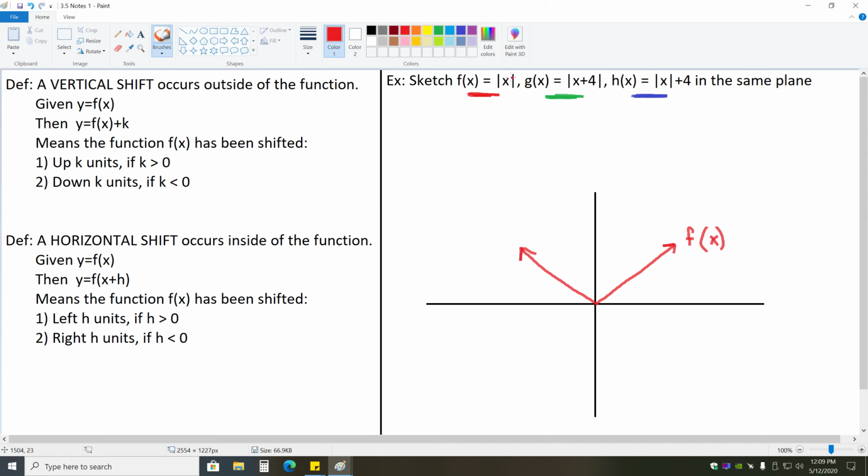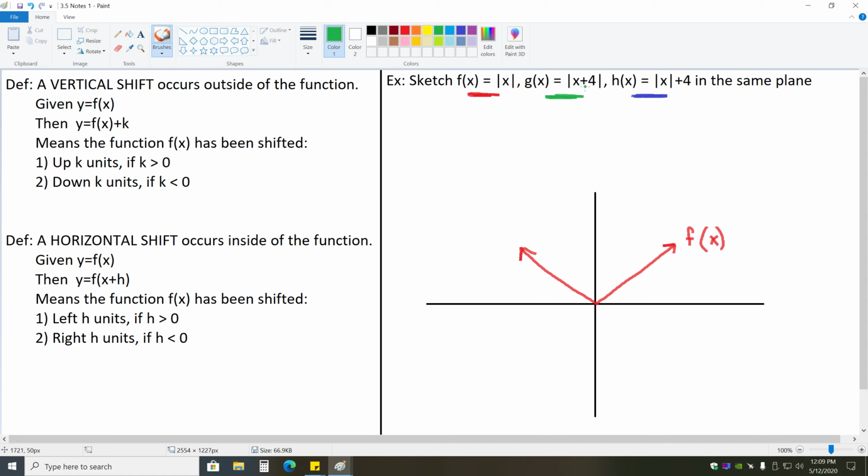And now from here we want to graph g of x, which is the absolute value of x plus 4. That plus 4 is inside of the function though. And because it's positive, it means it's going to go the opposite way of what we're thinking. So just a reminder, if it's inside of a function, it's a horizontal shift. If it's outside of the function, it's a vertical shift. And this is true with any of these transformations we come across. If it's inside, it's horizontal. If it's outside, it's vertical.